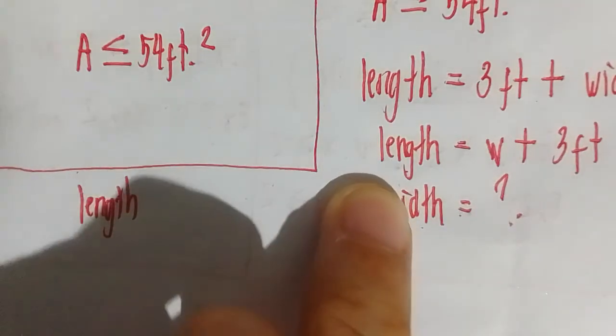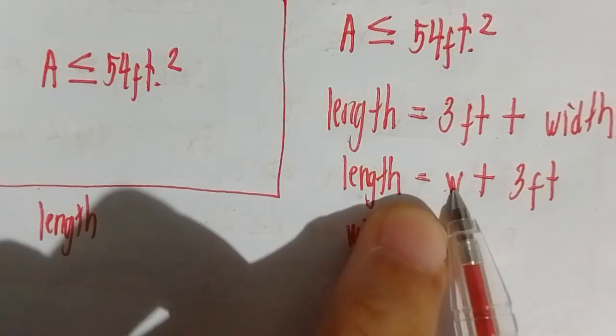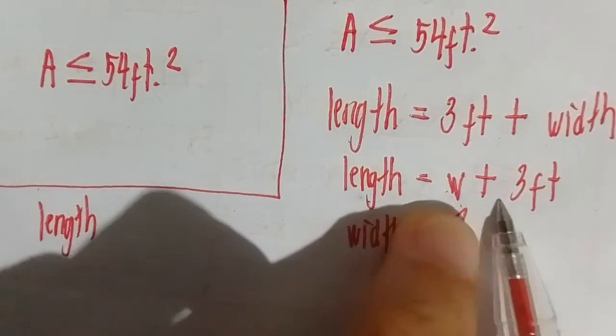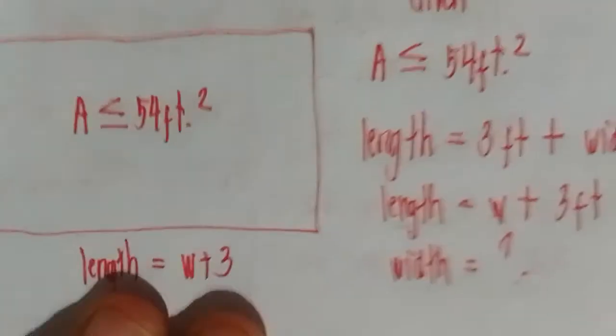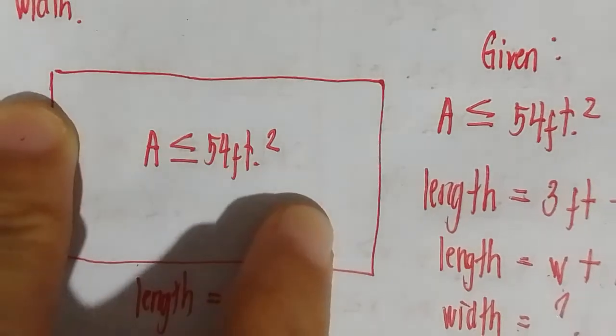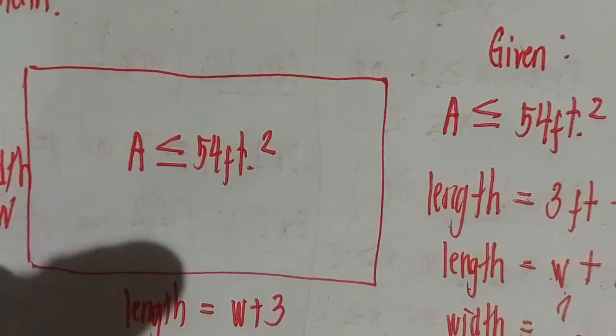Yes, the hint says the length is 3 feet longer than the width, and W is the width, so the length is W plus 3. We put that in the illustration: length is W plus 3 and width is W, the unknown. Now that the illustration is given, the next thing you have to do is construct the quadratic inequality equation.